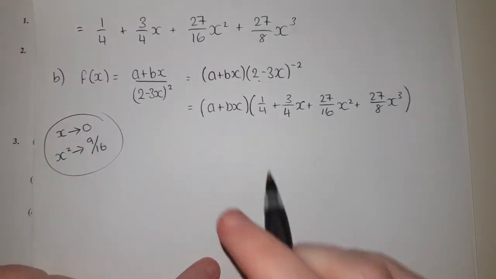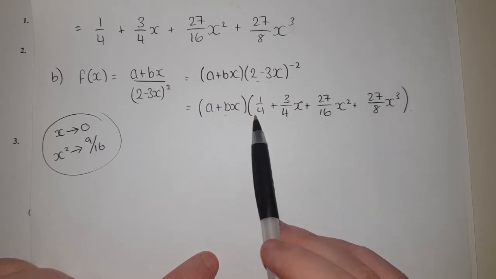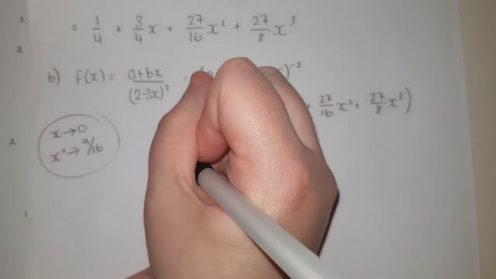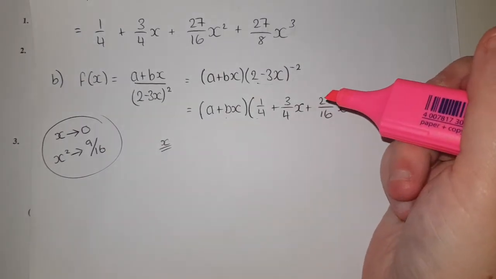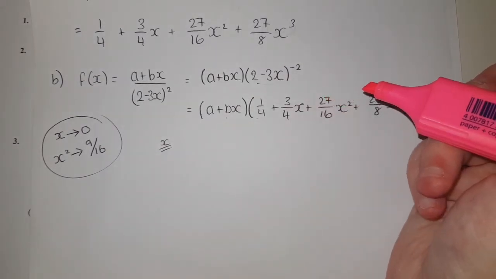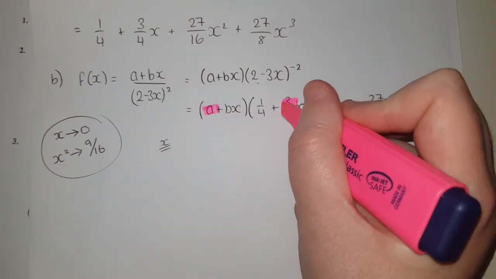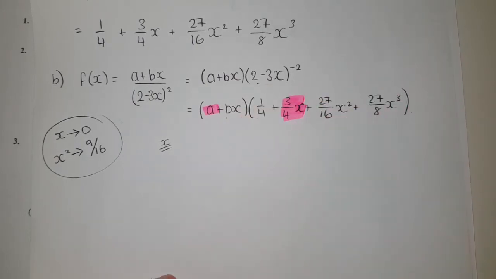Now you can, if you want to, expand all of this by multiplying all the way through by a, all the way through by bx, and then combining terms together. There's nothing wrong with that. It just might take you a little bit longer. If we look at the x terms first of all, by multiplying these brackets out, the only terms that are going to give me a single x value is if I multiply a constant out of this one by an x term.